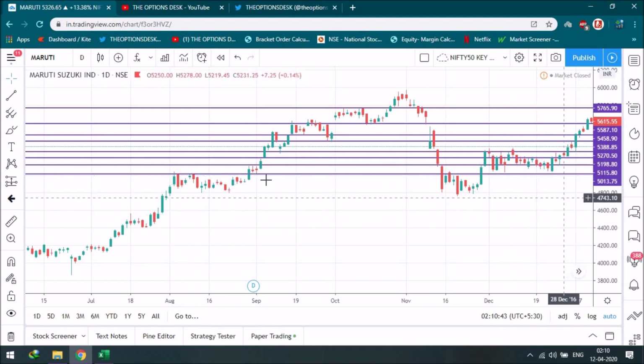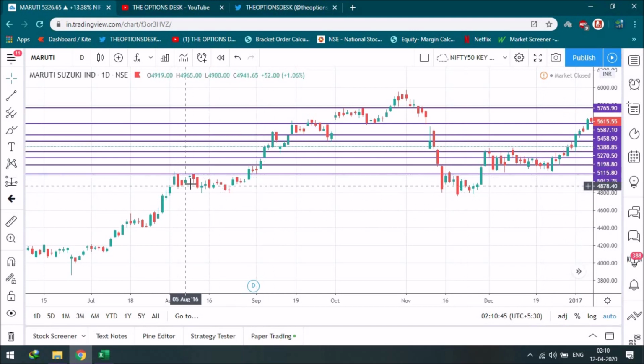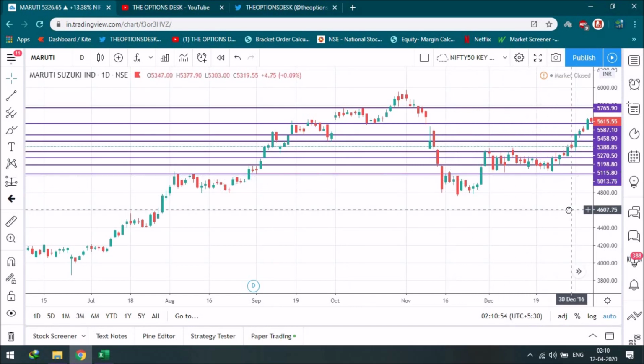As you can see, the high of this candlestick, high, then low, and then high again, and then the low of these three candlesticks. So that is my upper breakout and lower breakout levels. This is how I mark the levels.